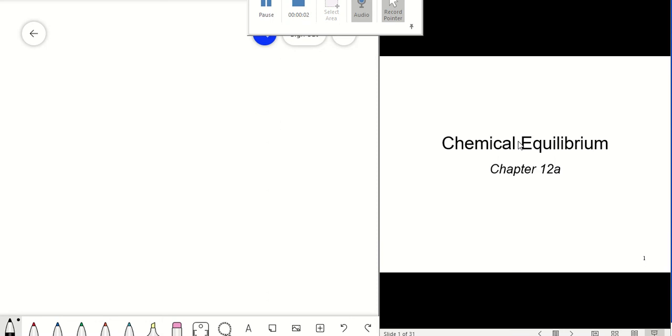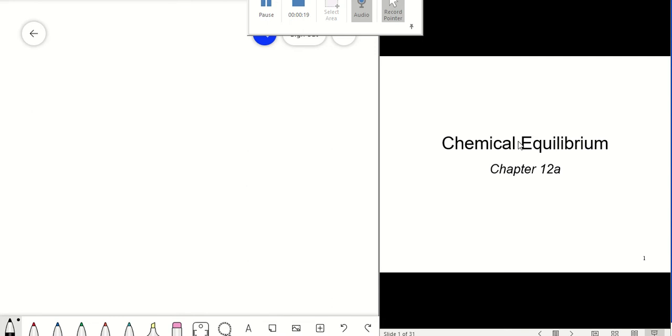Let's discuss chemical equilibrium. So up until now, we have majorly seen that in case of chemical reactions, the reactants are getting converted into products. Okay, so reactions are majorly going from reactants to products. They are going from left to right.